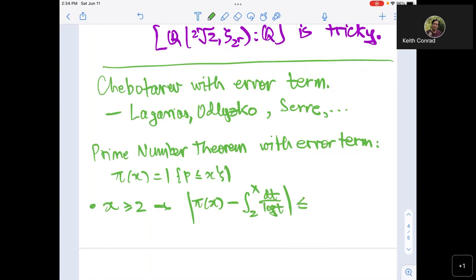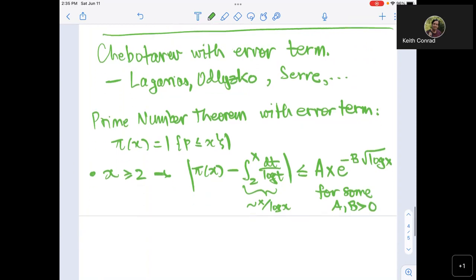The error bounds that you can prove so far to date all have the form some constant times x. I should say, this integral grows like x over log x, so I want the error term to be something smaller. Unless you're willing to assume the Riemann hypothesis, what can be shown is just barely better: a constant times x times e to the minus b square root of log x, for some constants a and b. The point is that the integral grows like x over log x, and this error bound is x over an exponential power of the square root of log x, and that grows slower. So it really is of lower order. It's not a very exciting looking expression, and not at all what we think the truth should be.